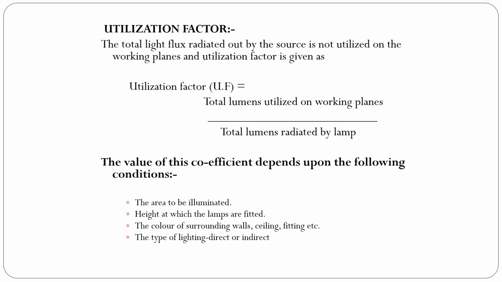Next, utilization factor. The total light flux radiated by the source is not utilized on the working plane, and the utilization factor is denoted by UF. It is the total lumens utilized on the working plane divided by the total lumens radiated by the source, you can say lamp. There are some conditions: the area to be illuminated, the height at which the lamps are fitted, the color of the surrounding walls, ceiling, fittings, etc., and the type of lighting, which kind of lighting scheme is used, direct or indirect.